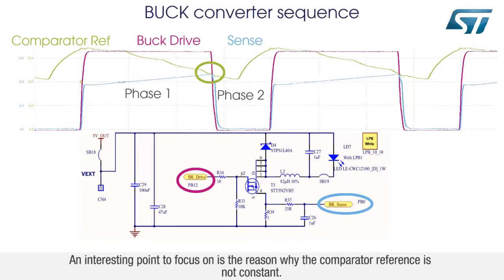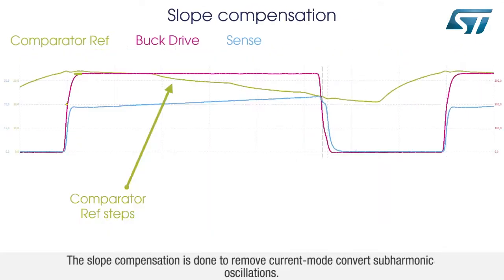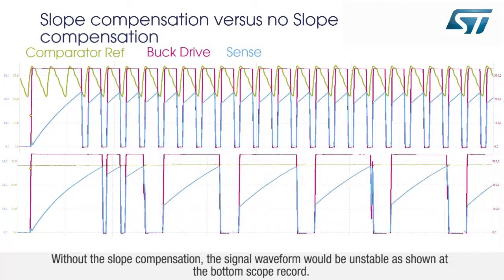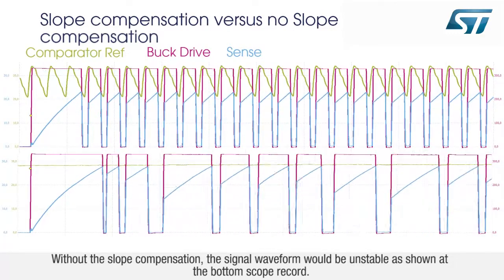An interesting point to focus on is the reason why the comparator reference is not constant. The slope compensation is done to remove current mode converter subharmonic oscillations. Without the slope compensation, the signal waveform would be unstable, as shown at the bottom scope record.